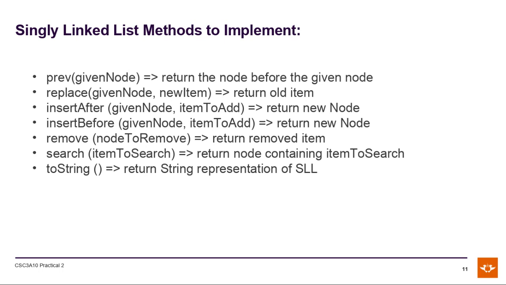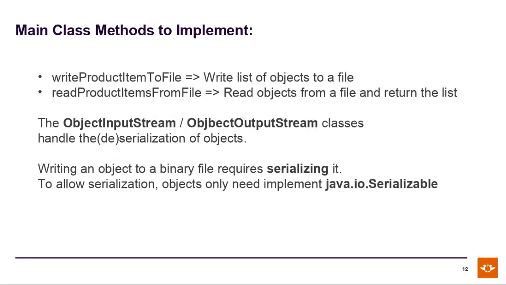And then toString, return a string representation of the singly linked list. You'll note that we've given you a toString method for the type of element that we want you to work with for your node object. So you simply have to use that to now create a string representation of the singly linked list. All right. Then within the main class, you have to be able to write part items to a file, so to write objects to a file, and you have to be able to read part items from a file.